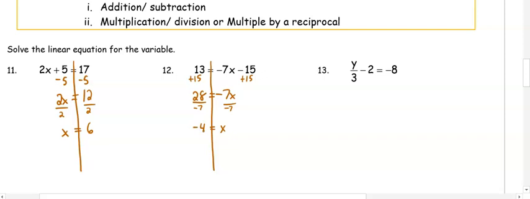In number 13, our first step would be to add 2 to both sides. So we have y over 3 equals negative 6. Y over 3, remember, is division. So we're going to multiply both sides by 3. So y equals negative 18.